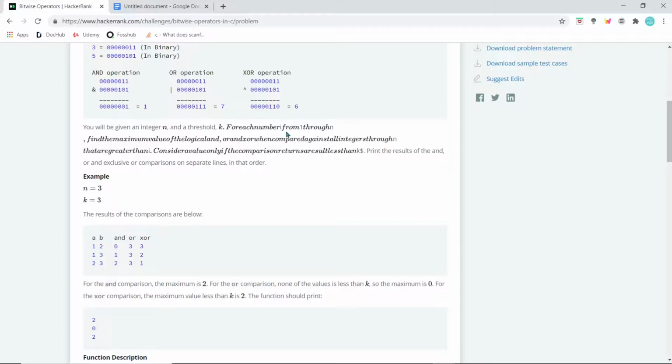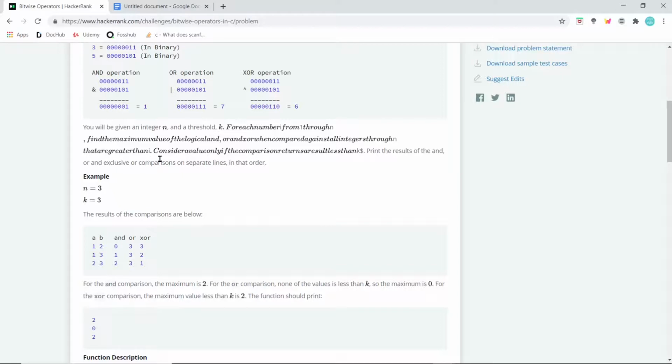For each number i from 1 through n, so we have a counter i. First we have a counter i here, then we have the range of 1 through n. 1 is the starting point and n is the ending point. Find the maximum value of the logical AND, OR and XOR, these three operators, when compared against all integers through n that are greater than i.